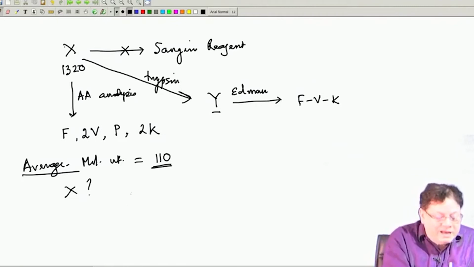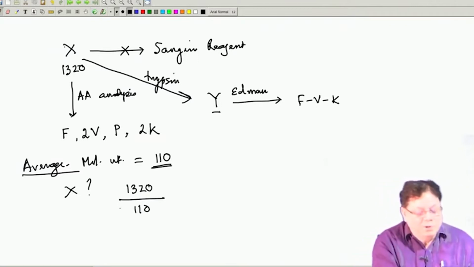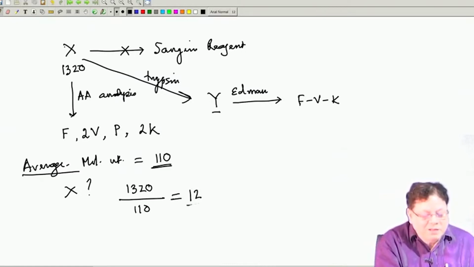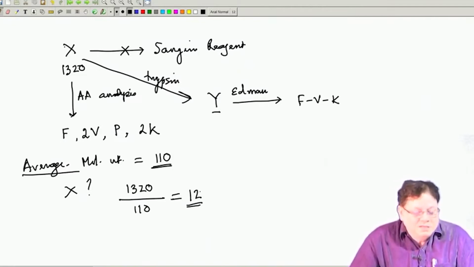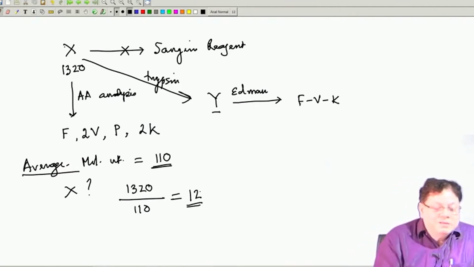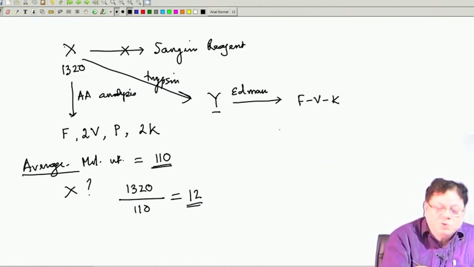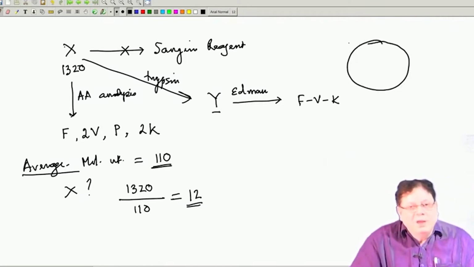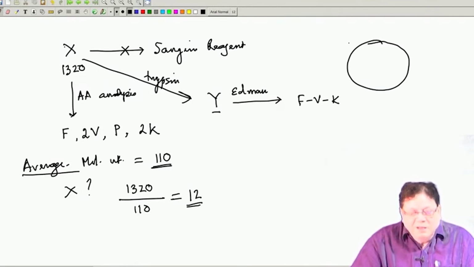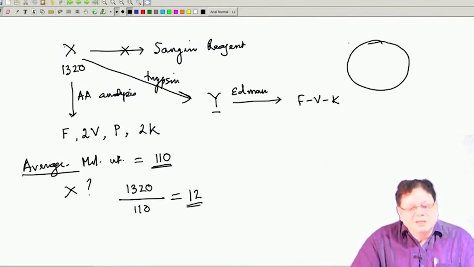The number of amino acids in X is given by the molecular weight 1320. You divide by 110, the average molecular weight of amino acids, and that gives you a number of 12. That means this is a dodecapeptide, so 12 amino acids are present in X. Now, it does not react with Sanger's reagent. So, this X has to be a cyclic peptide, because there is no N terminus. If there were an N terminus, Sanger's reagent would have reacted. So, this is a cyclic peptide.